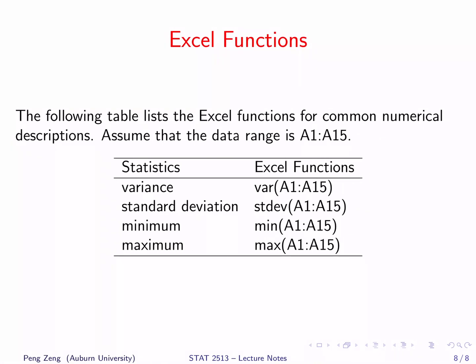In this table, we list some Excel functions to calculate quantities related to variation. The function var is used to calculate variance. The stdev is used to calculate standard deviation. The function min is used to calculate the minimum, and max is used to calculate the maximum. There is no function to directly compute the range of a dataset. We need to calculate the minimum and maximum separately, and then calculate their difference to get the range.